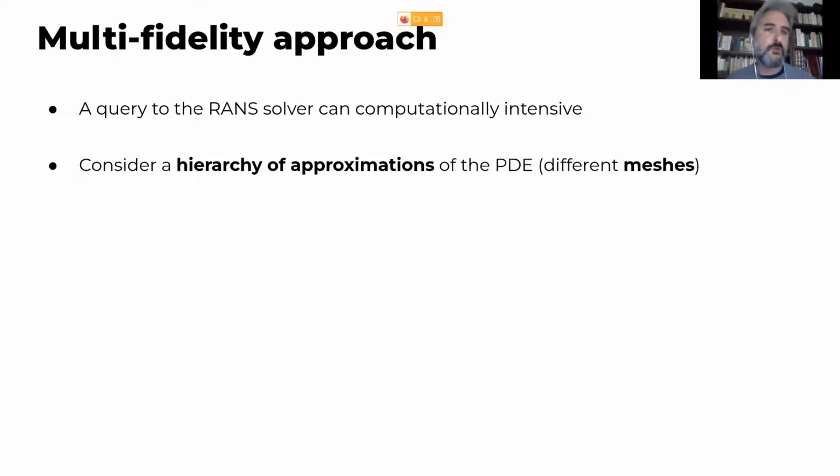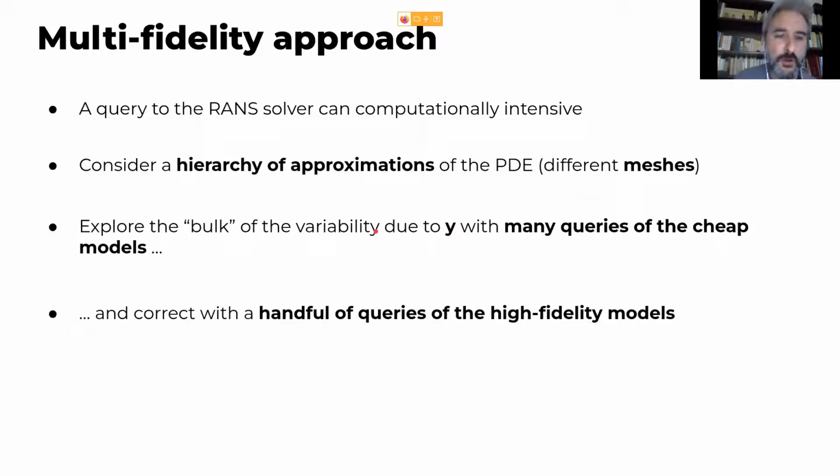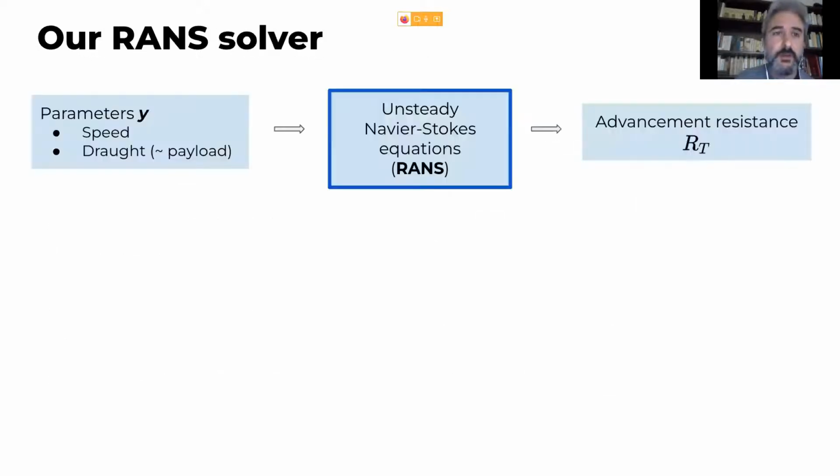So we need to go towards a multi-fidelity approach, and we will consider in particular a hierarchy of meshes, and each mesh will constitute a different fidelity for our approximation. And we do what we all know as multi-fidelity. So we explore the bulk of the variability of the resistance due to the random parameters with many queries to the cheap models, and then we will correct these estimates with a handful of queries to the high fidelity models. But this is all pretty standard. And we do this with a surrogate model.